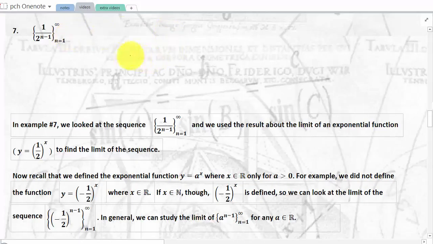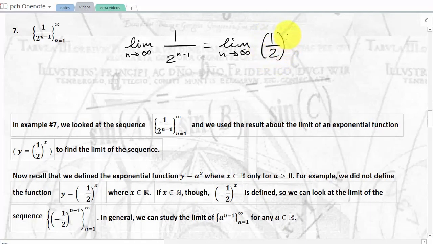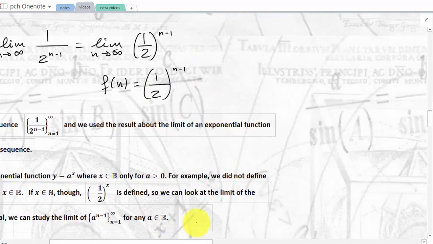So example 7, we're looking for the limit of 1 over 2 to the n minus 1 as n approaches infinity. Well, this is the limit as n approaches infinity of (1/2) to the power of n minus 1, right? Therefore, the function f of n here is (1/2) to the power of n minus 1. So what are we looking at here? We're looking at the function f of x equals (1/2) to the power of x minus 1.